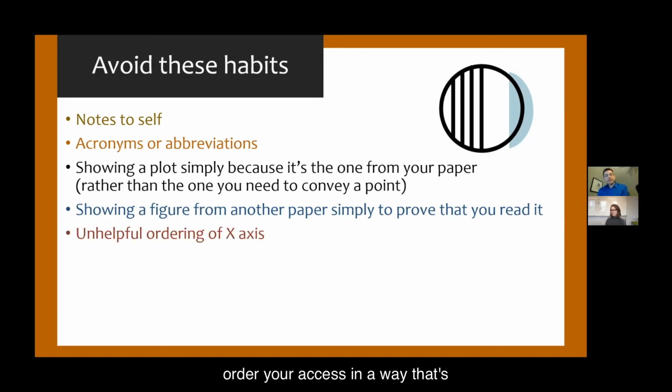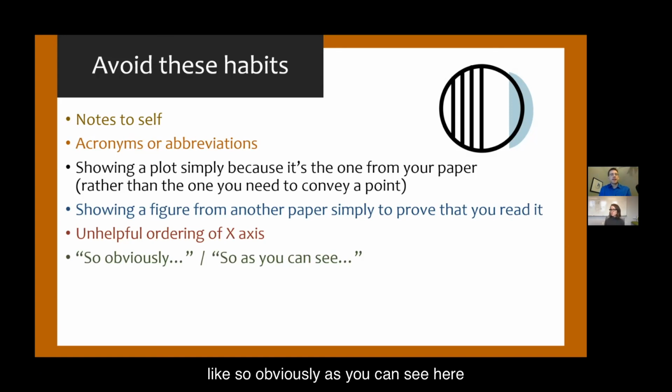Order your axis in a way that's helpful. If you just have categories, you can put the categories in the order of performance or in the order of something else that's useful for you. If you're showing data, try, if you can, to avoid saying things like, so obviously, as you can see here. It's probably not obvious to a lot of people in the audience. And if there's even one person in the audience for whom it's not obvious, they can feel a little left out of the conversation.